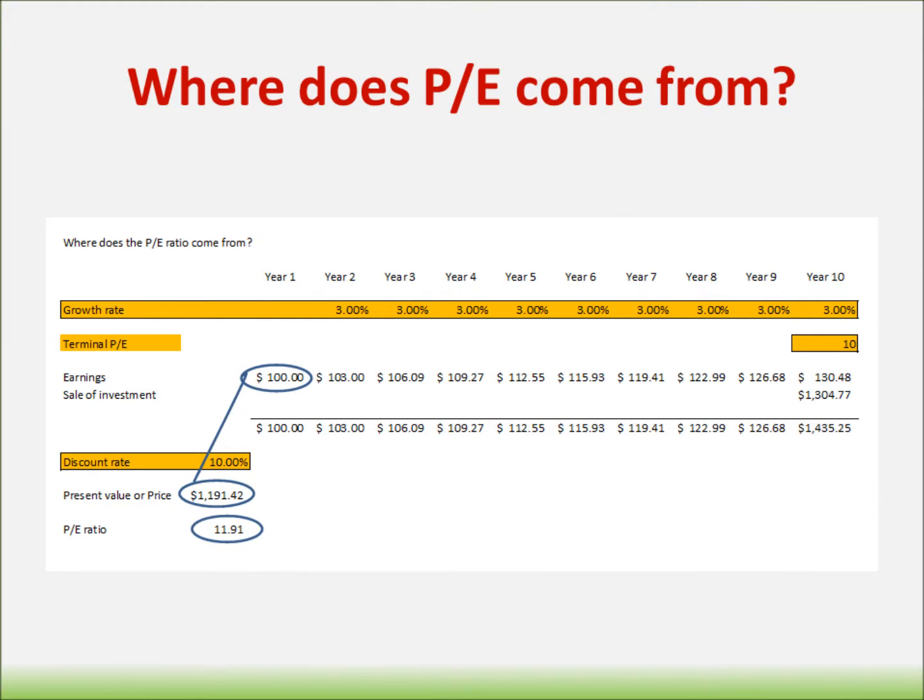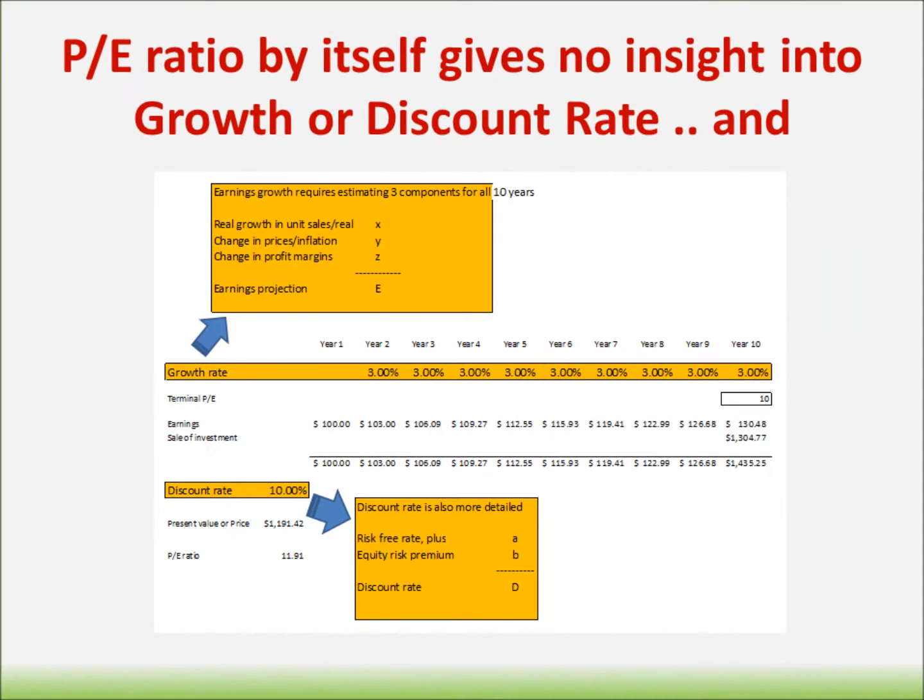Where does PE come from? Again, taking our stream of cash flows, growing at 3% a year for the next 10 years, and then discounting it back at 10% gives us a present value of $11.91. If we take the present value of $11.91 and divide it by the earnings of $100, that results in a PE of 11.91. So that's where PE ratio comes from. It's just a short form of this long form, technically correct valuation method that requires assumptions about the growth rate and the discount rate. When you see a PE ratio, all you're seeing is the PE ratio, but you're not seeing what assumptions were made with respect to the growth or discount rate.